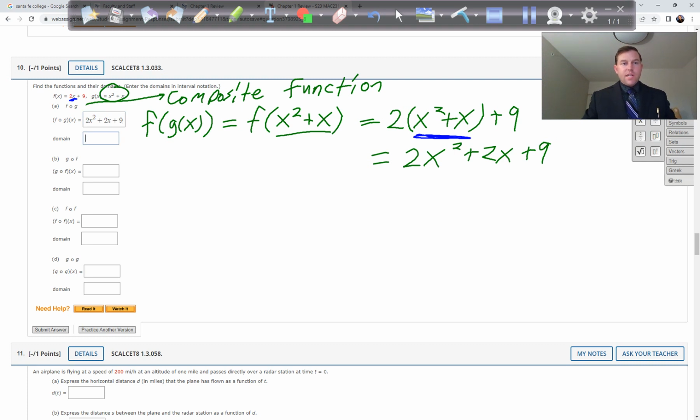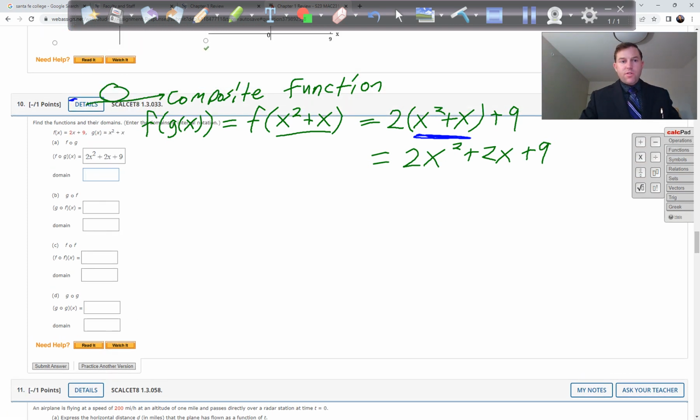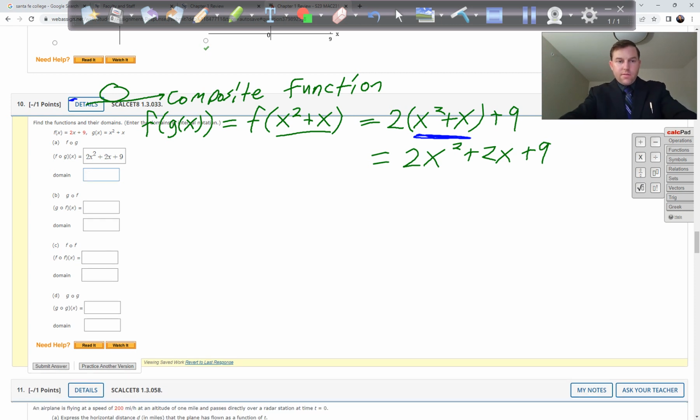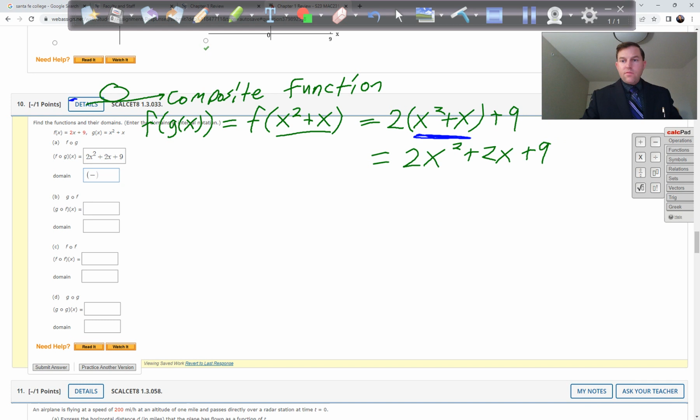Okay, now this is a polynomial function. So polynomial functions always have all real numbers for the domain. So we're just going to type for the domain. It's going to be negative infinity to positive infinity.